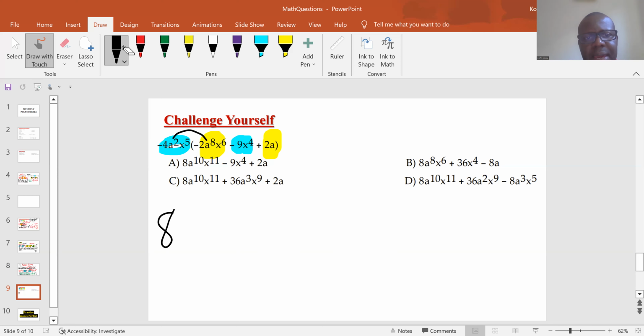A squared multiplied by a to the 8th. So a to the 2nd power multiplied by a to the 8th power. This is a to the 10th power. So we add the 2 powers when the base is the same. So here we have x to the 5th power multiplied by x to the 6th power. And this gives you what? x to the 11th power. Because 5 plus 6 is 11.